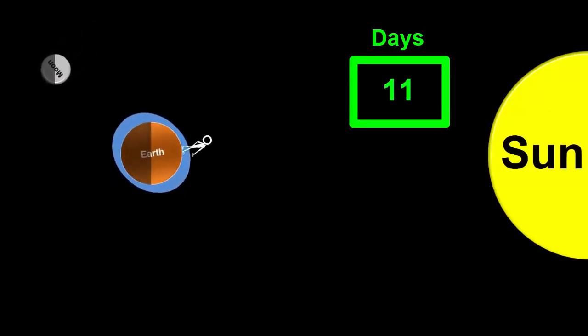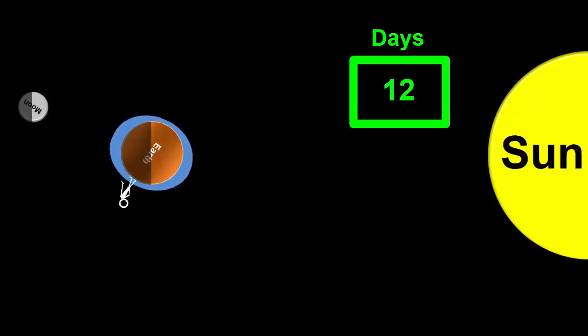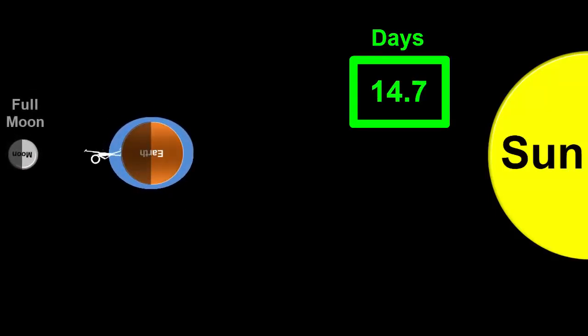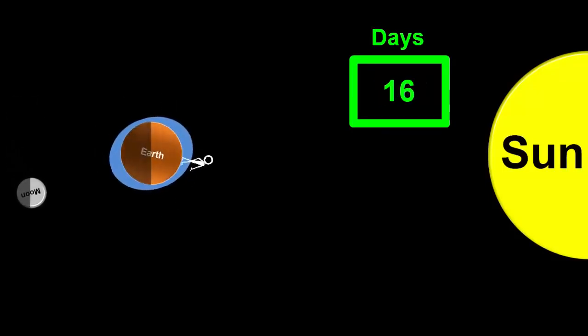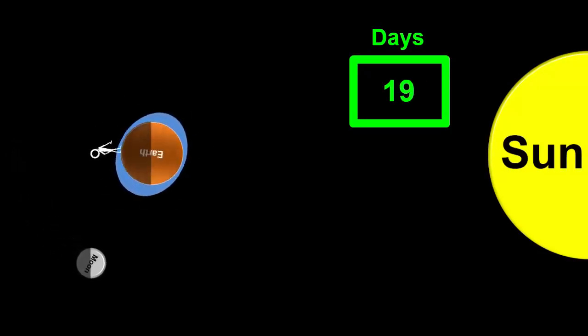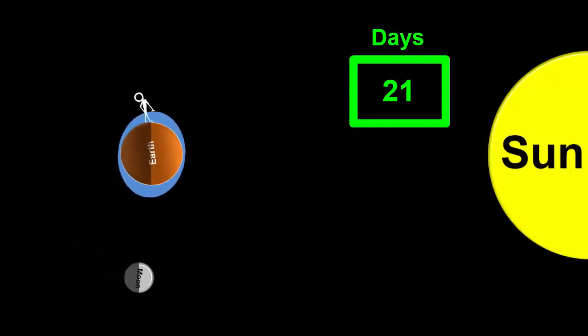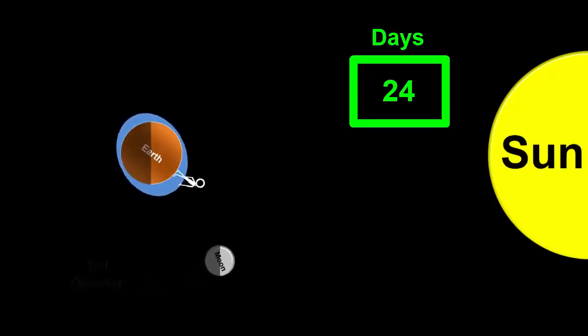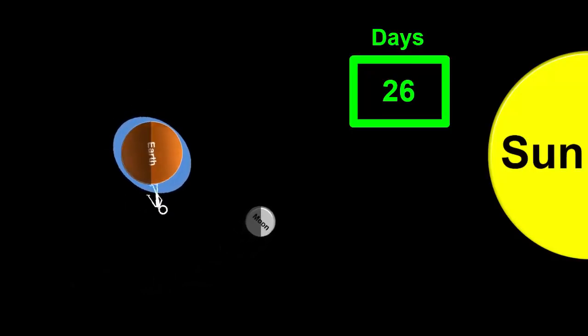After another 7 days or so, the Moon orbits to the opposite side of the Earth to the Sun, and we can see its full day side. This is the full Moon. Then it continues on to the third quarter, before returning to the new Moon position to start all over again.